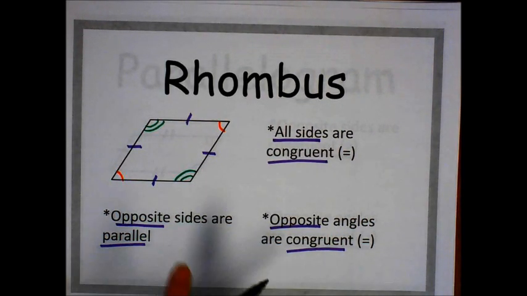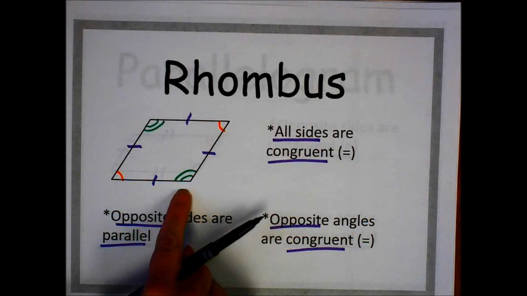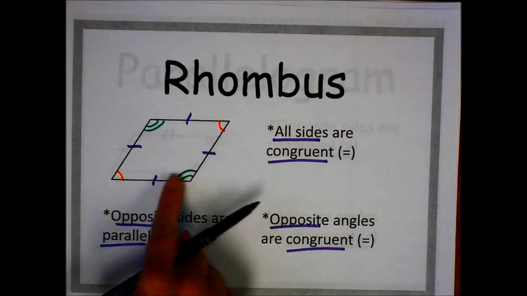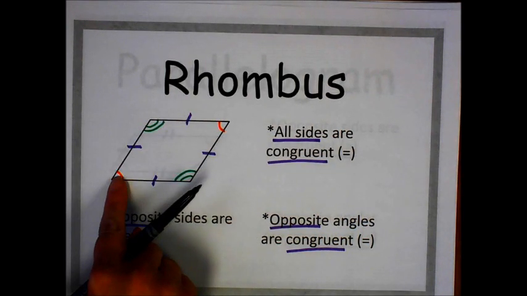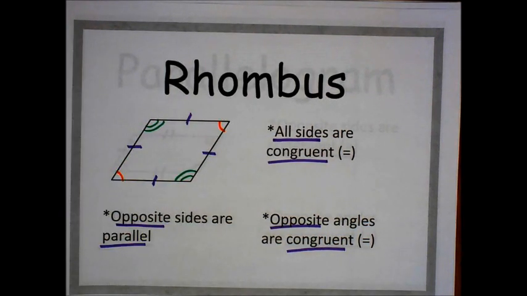Now, some people want to call this a regular polygon like the square, but it is not a regular polygon because all of the angles are not equal. All of the sides are equal, but all of the angles are not. Therefore, it is not a regular polygon.